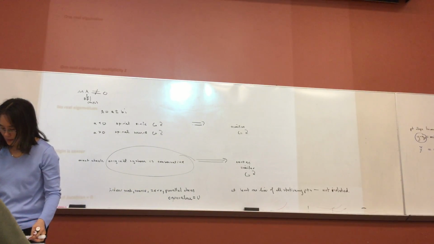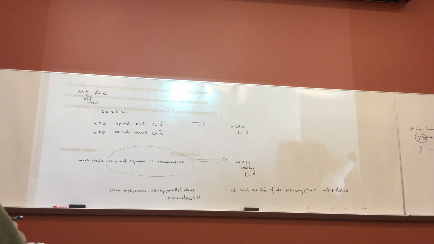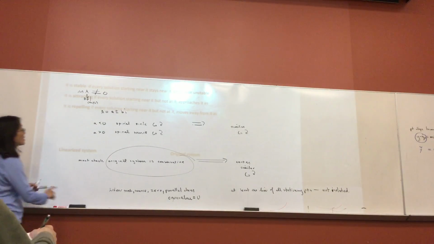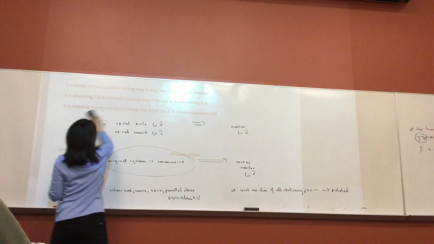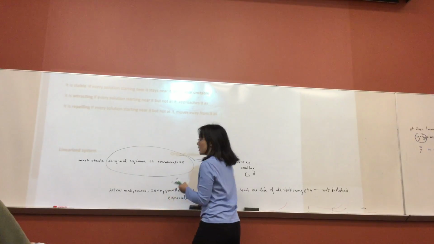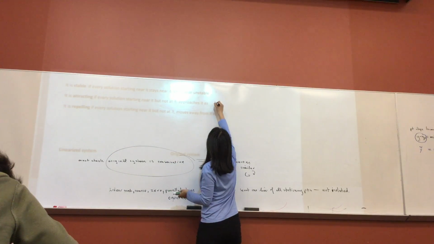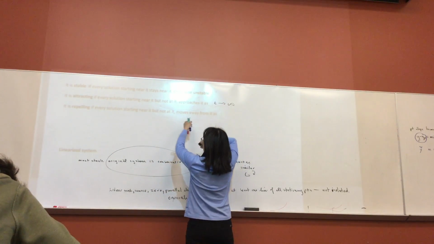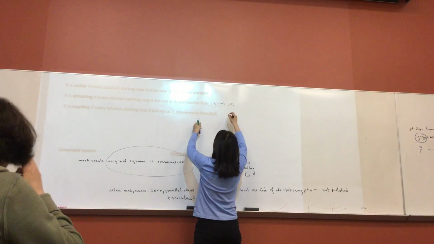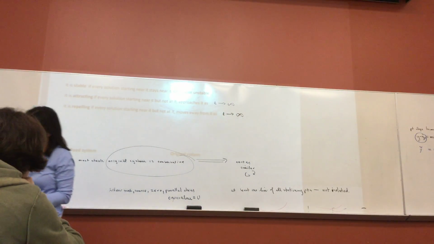Now I just want to go over the dynamical stability of a stationary point. Remember we said it's stable if every solution starting near it stays near it. Otherwise, it's unstable. It's attracting if every solution starting near it, but not at it, approaches it as t goes off to infinity. And it is repelling if every solution starting near it, but not at it, moves away from it as t goes to infinity. So just always do a stability analysis for me.